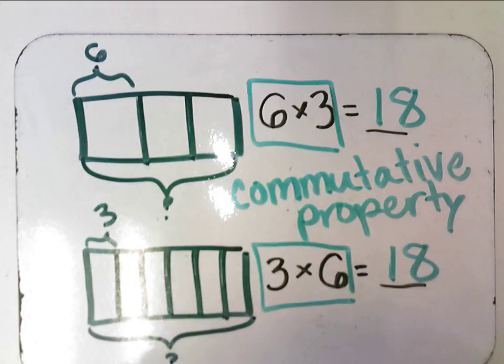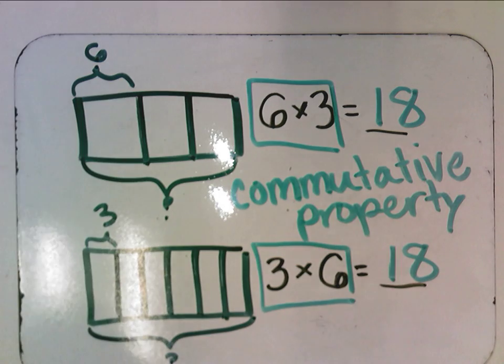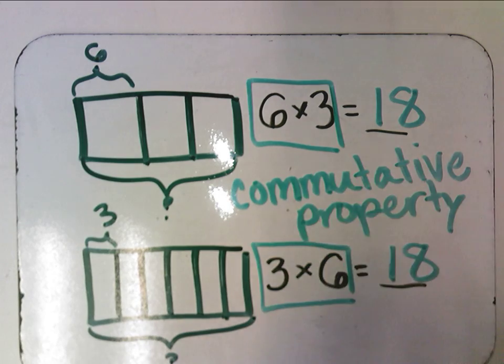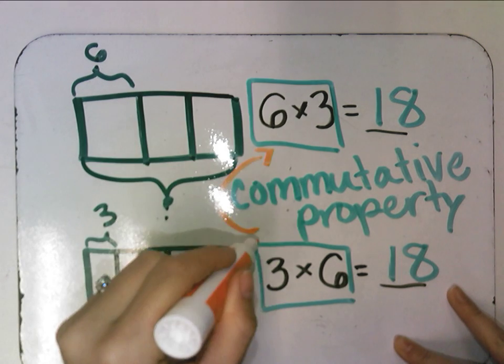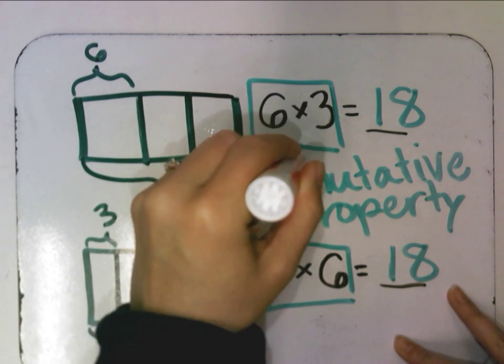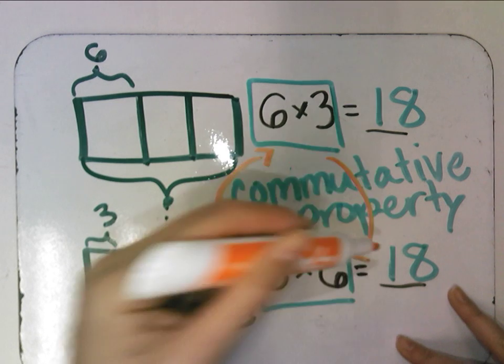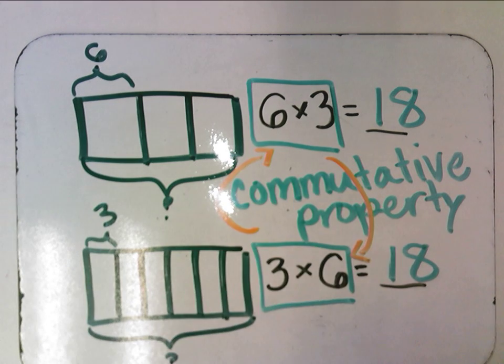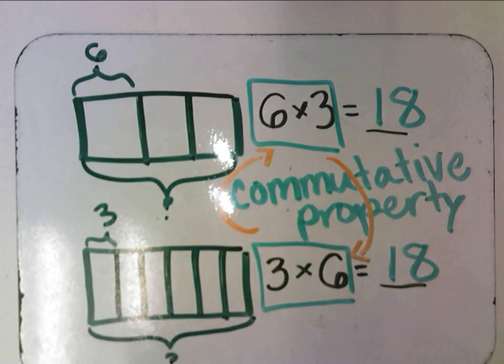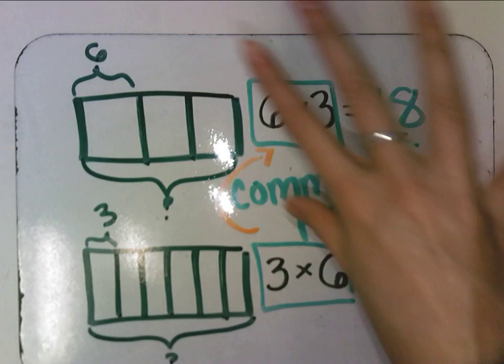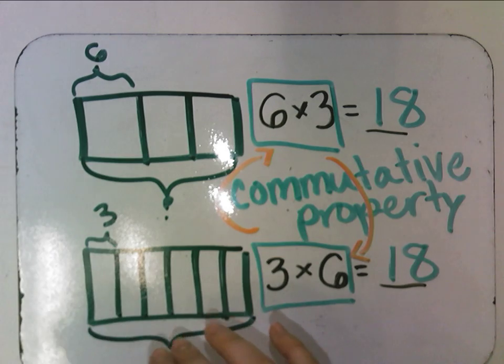And really all it is, is flip-flopping the same math fact and you'll get the same answer. 6 times 3 is exactly the same as 3 times 6. Same problem, answer doesn't change. They both equal 18. So in Module 3, we're starting off with some review of the commutative property.